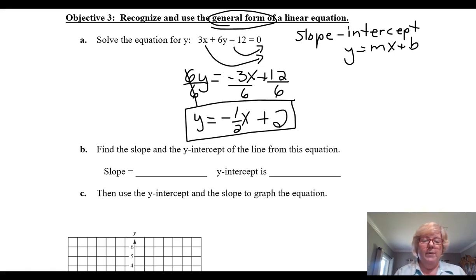From this form, we can now tell the slope. The slope is the number in front of the x. That is the m value. So my slope is -1/2. The y-intercept is the number behind the x at the end of the problem. So that would be 2. Now we're going to use this slope and y-intercept to quickly sketch the graph.